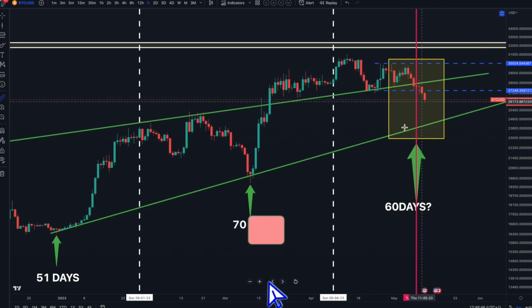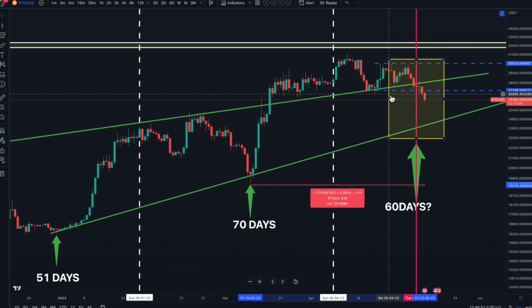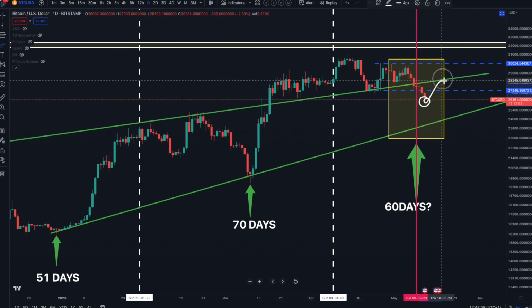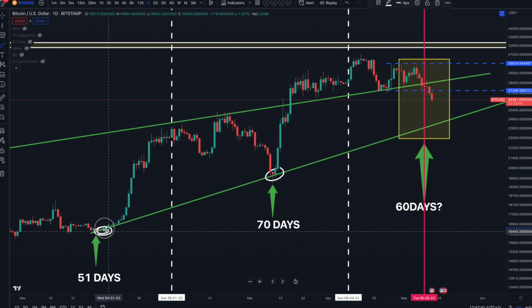Okay, so the current candle here is on day 63, as you can see here. So we've gone past the 60-day cycle and we're now in this second part of the window where the Bitcoin price could quite easily make a new cycle low, wherever that's going to be, to start the new 60-day cycle to the upside. Within the context of the 60-day cycle, we are within the green range over here. So this green support line here, and these are at the actual cycle lows over here at the 51 days, the 70 days, and the next cycle low would be around about here at around 24,000.